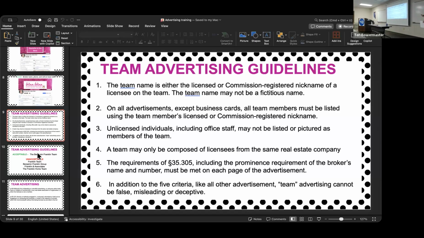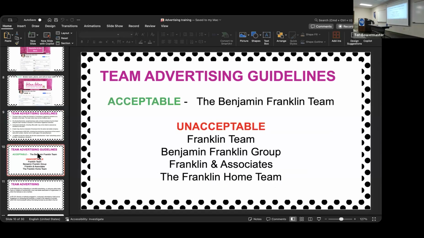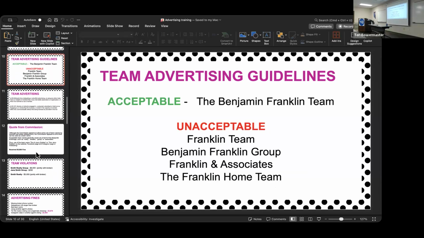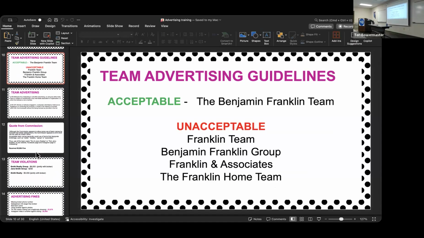This is where the enforcement comes in. So acceptable: the Benjamin Franklin team. Pretty much it. Unacceptable versions: the Franklin team, the Benjamin Franklin group, Franklin and Associates, the Franklin home team. All of those variations are not okay. What about the exceptional Ben Franklin team, or the Ben Franklin awesome team? Well, that's very subjective. And if we're talking about the exceptional Hovetter team, which I think is what you're getting at, that's just incorrect.